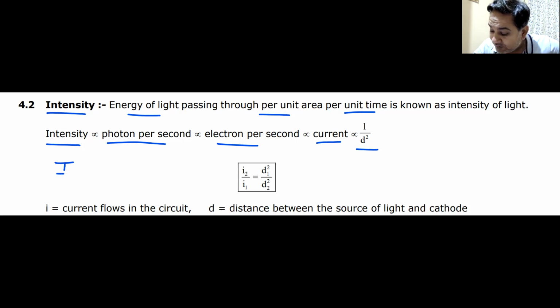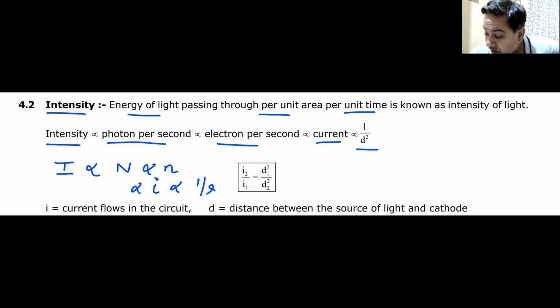So intensity is directly proportional to capital N, which is the number of photons, or it is directly proportional to small n, which is the number of photons per second, or it is directly proportional to the photoelectric current I, or it is inversely proportional to R square, where R is the distance. Do we understand this? There would be a straightforward question that comes on this. If you know this, you should be able to solve it.